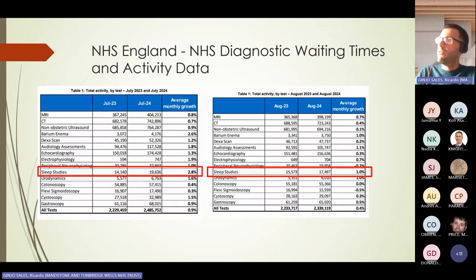I just brought this slide with some interesting data regarding the activity. As you can see, sleep studies had one of the highest average monthly growth rates between August 2023 and August 2024. Probably one of the reasons could be the community diagnostic center, so the sleep studies have more space and more capacity. But also post-COVID, you can see the GPs are more aware of obstructive sleep apnea and sleep disorders, so they are more keen to refer patients to the sleep centers.